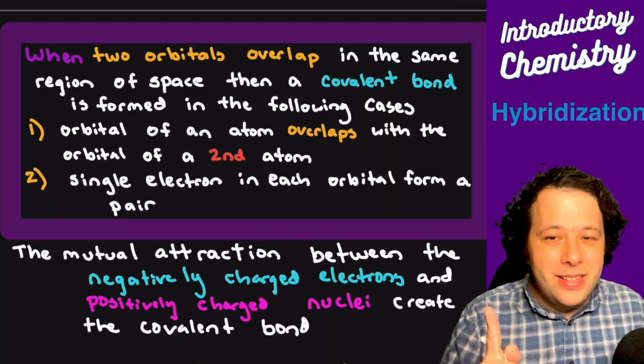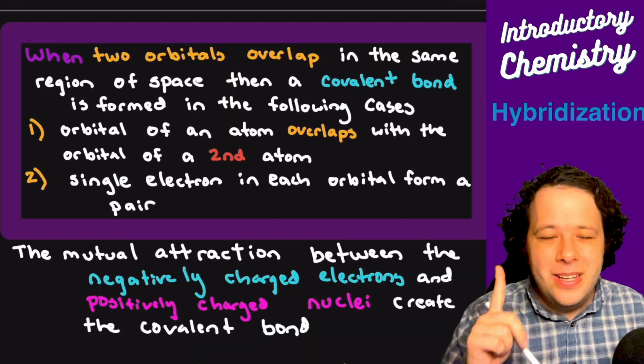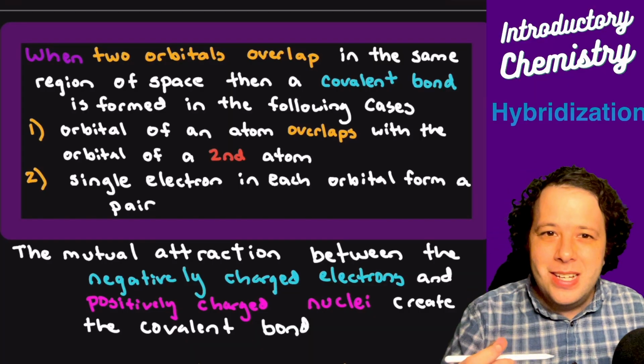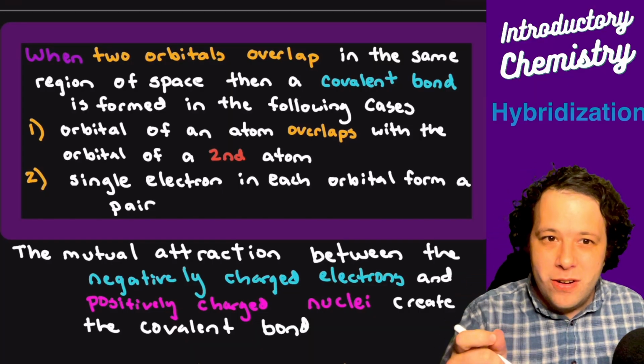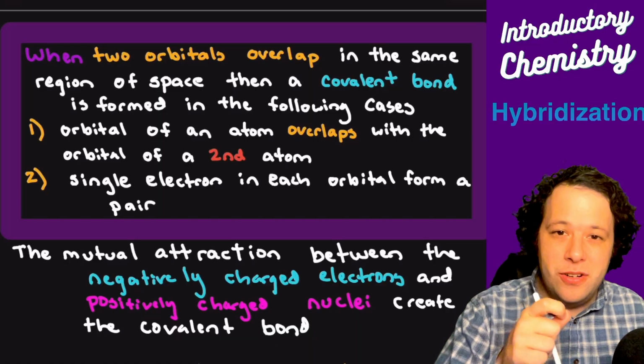Now, it's not only the electrons that we have in this pair. You have to remember that the entire thing is that there's an attraction between the electrons and the positively charged nuclei, right?